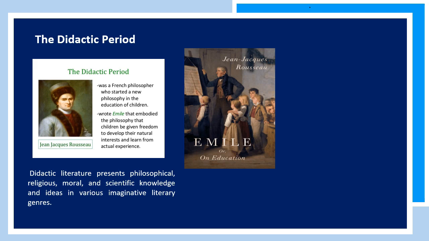Rousseau's idea in the piece Emile is to simply give importance to education in order for an individual to learn about life, or about the things that are happening in his or her society. So he wrote Emile, which embodies the philosophy that children be given freedom to develop their natural interests and to learn from actual experiences.